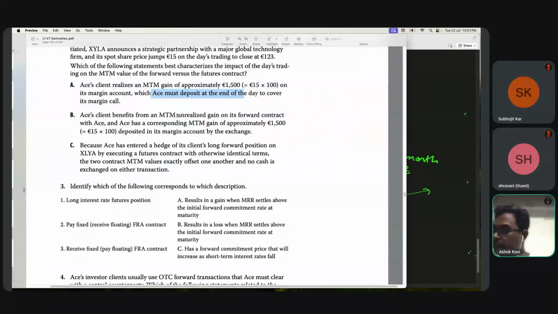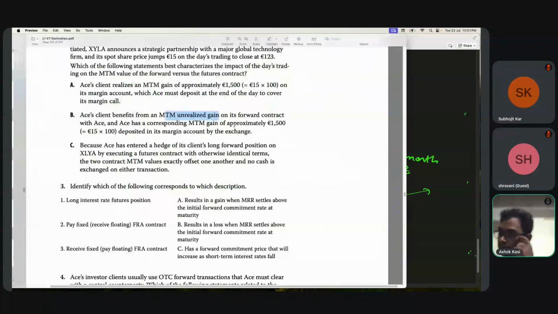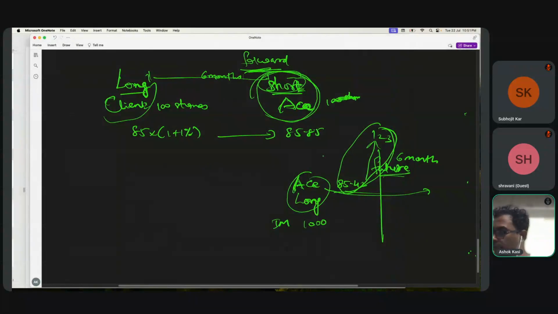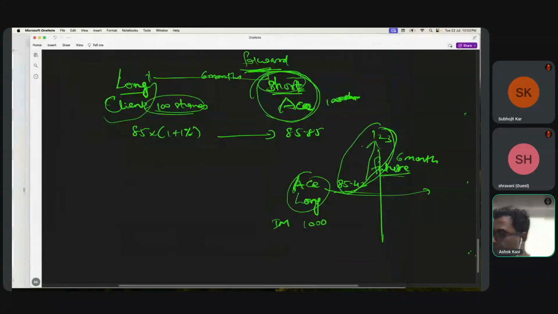ACE's client benefits from MTM unrealized gain. So that is possible. Unrealized gain will happen with ACE, and ACE has a corresponding MTM gain of approximately 1500. So how 1500? Where is the 100 coming from? 100 shares. Okay, 100 shares, so 100 shares into 15, deposited by the exchange. But why only 15? This is much more.